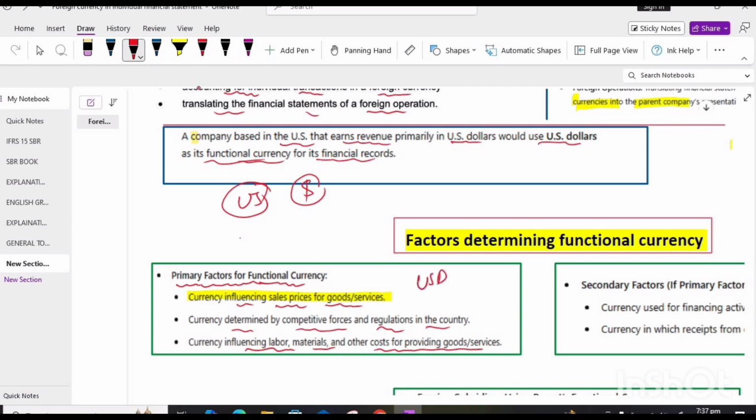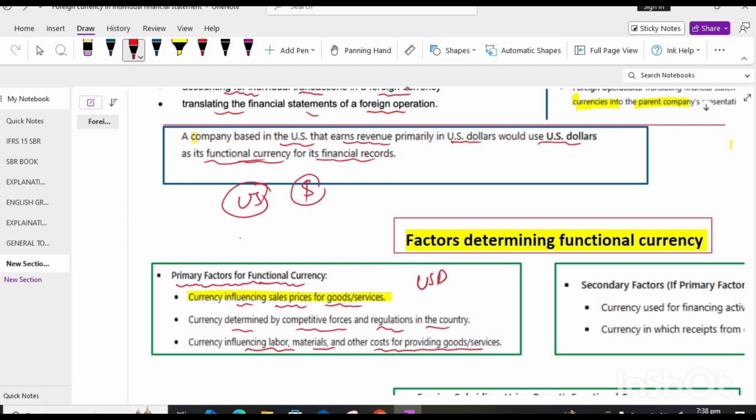The US dollar is a stable global currency, so in simple terms we say that pricing depends on the international market and the currency used to invoice the customer. What do we mean by the currency influencing the sale price for the goods and services? It is very simple: the pricing depends on the international market and the currency used to invoice the customer. That currency will be your functional currency.